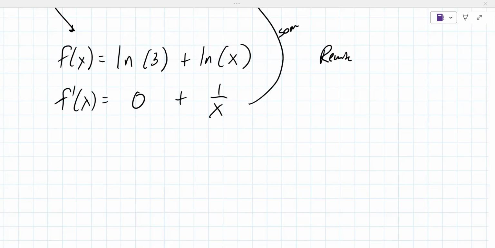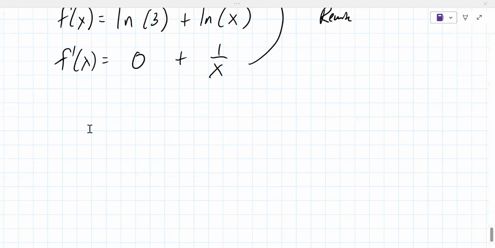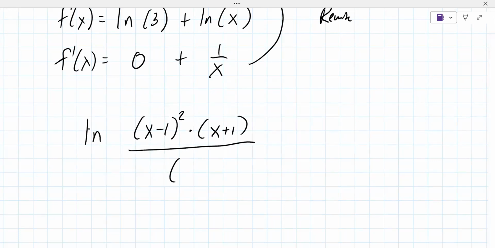You know what they say about assuming. Mostly me here on this side. So this is where I thought they were going. Let's say that you were supposed to take the derivative of the natural log of (x minus 1) squared times (x plus 1) over (x minus 2), like that.